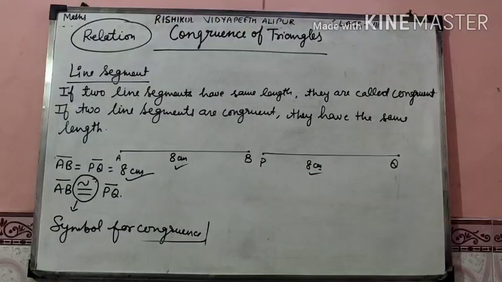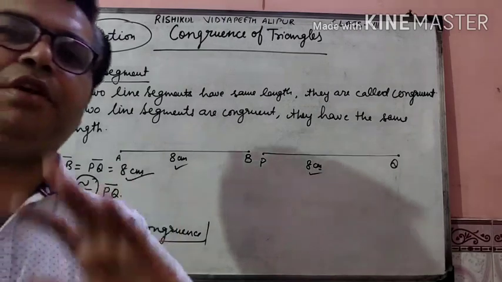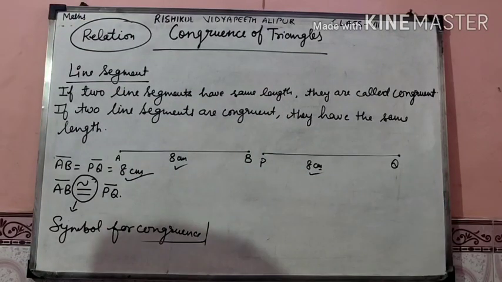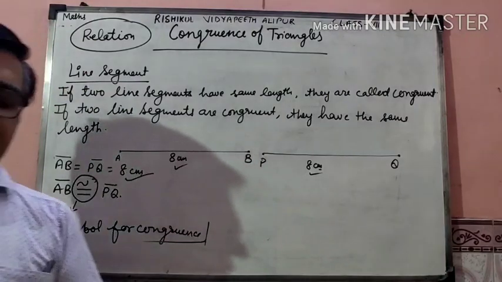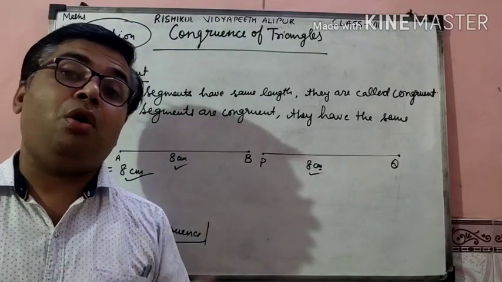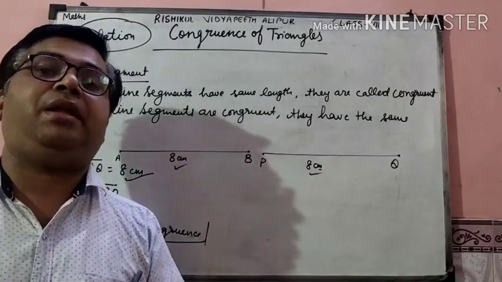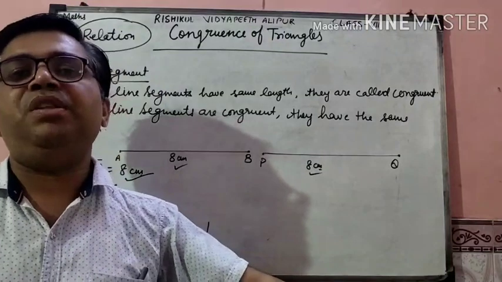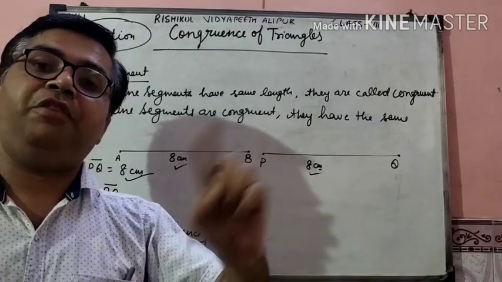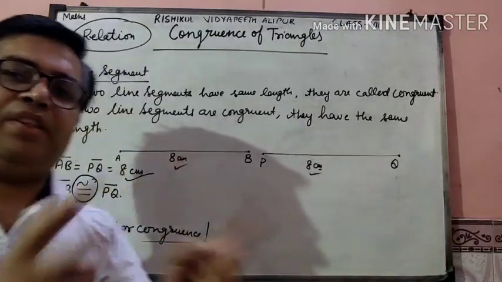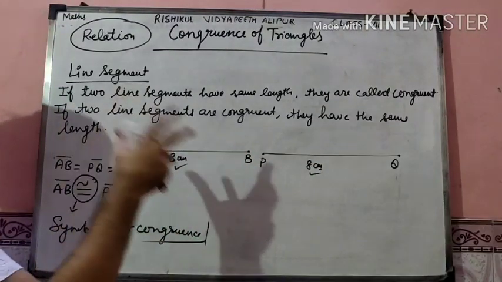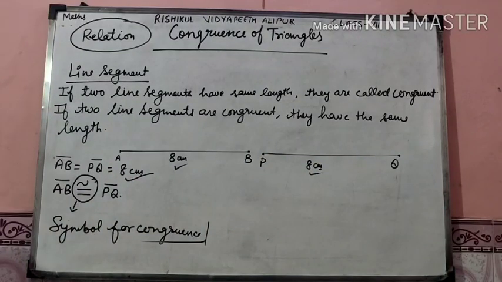Is that clear? Yes. Now, what we have discussed, we have introduced the concept of congruency. When two line segments have equal length, they are called congruent. अगर दो line segments की length equal होते हैं, वो क्या कहलाते हैं? Congruent कहलाते हैं. And if they are congruent, then they have the same length. These are two vice versa concepts related to line segments. If line segments are equal, they are congruent; if they are congruent, then the measure is the same.